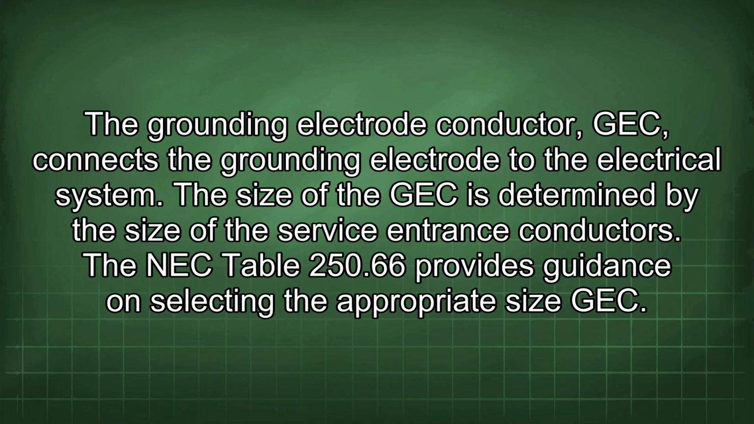The grounding electrode conductor (GEC) connects the grounding electrode to the electrical system. The size of the GEC is determined by the size of the service entrance conductors. NEC Table 250.66 provides guidance on selecting the appropriate size GEC.